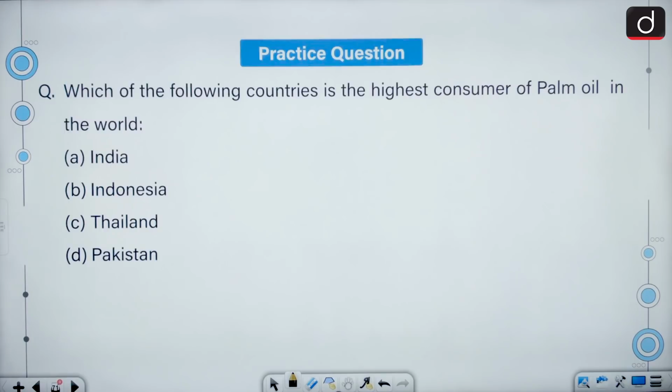Which of the following countries is the highest consumer of palm oil in the world? India, Indonesia, Thailand or Pakistan? Answer it correctly.